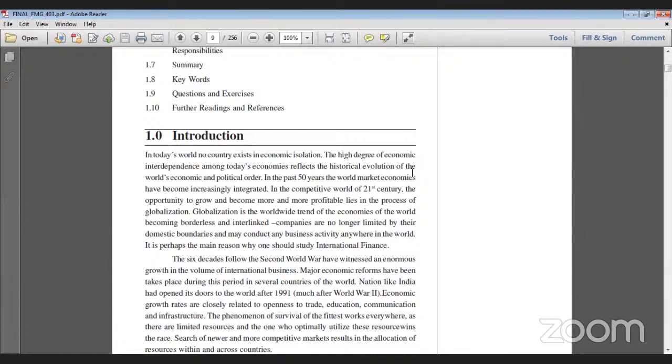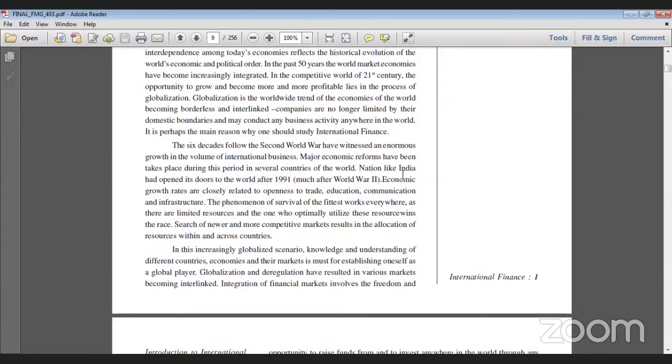Much after World War II, the economic growth rates are closely related to openness to trade, education, communication, and interference. The phenomenon of survival of the fittest works everywhere as there are limited resources, and one who optimally utilizes these resources wins the rest. Search of new areas and more competitive markets results in allocation of resources across countries. Increasingly in the globalization scenario, knowledge and understanding of different countries, economies and their markets must be established to stand as a global player.